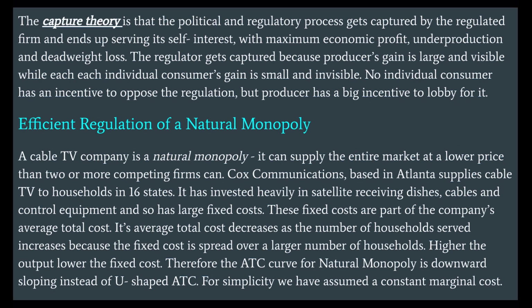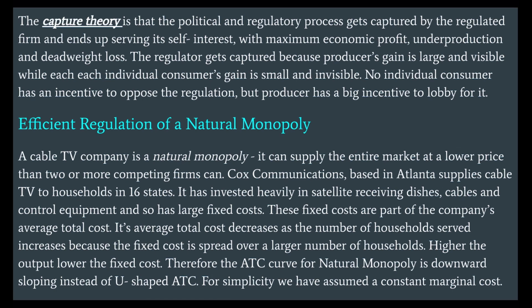Efficient regulation of a natural monopoly. A cable TV company is a natural monopoly. It can supply the entire market at a lower price than two or more competing firms can. Cox Communications, based in Atlanta, supplies cable TV to households in 16 states. It has invested heavily in satellite receiving dishes, cables, and control equipment, and so has large fixed costs.